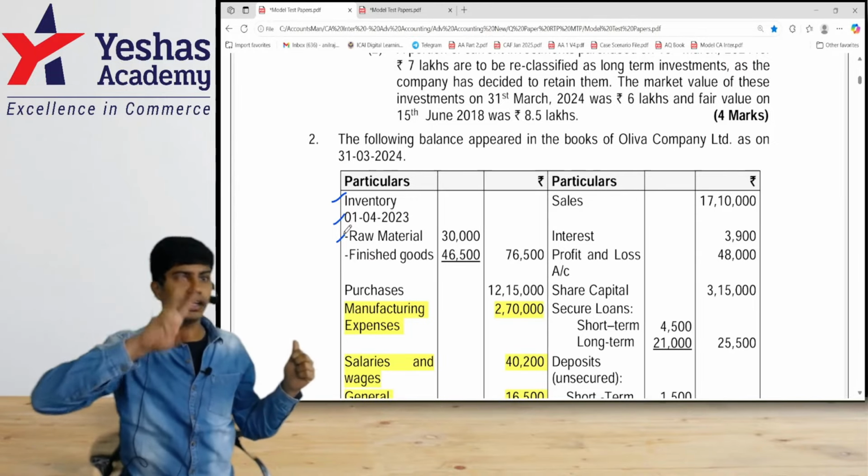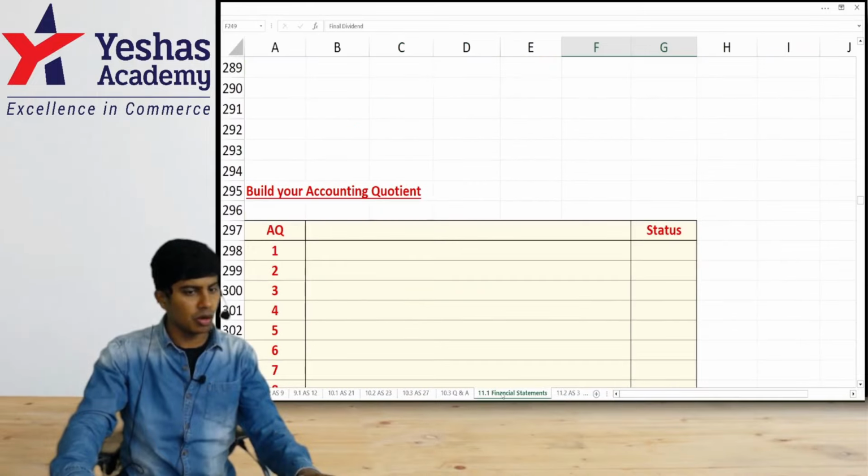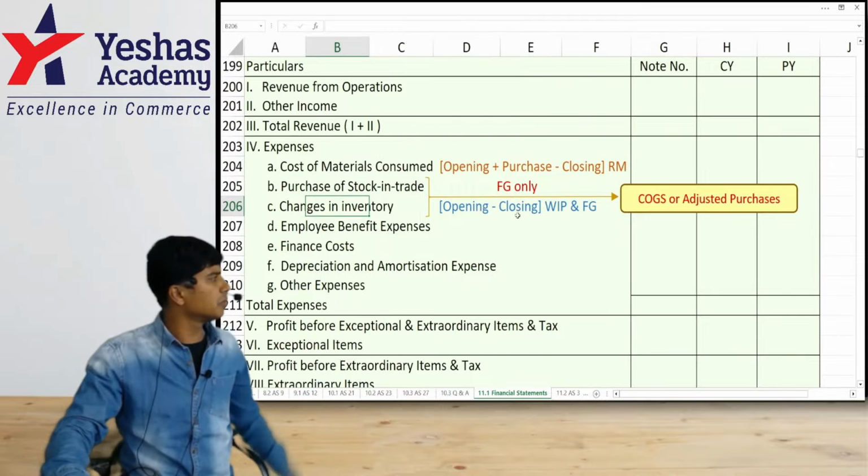We have discussed this in detail when we did our topic of financial statements of companies. If you have any doubt, there is a quick revision video on YouTube. You can always go and watch that part so that you clarify this. See, cost of materials consumed is opening plus purchase minus closing of raw material. Purchase of stock in trade is of finished goods only. This will not come for a manufacturing entity. And changes in inventory is where we write WIP and finished goods, opening minus closing.